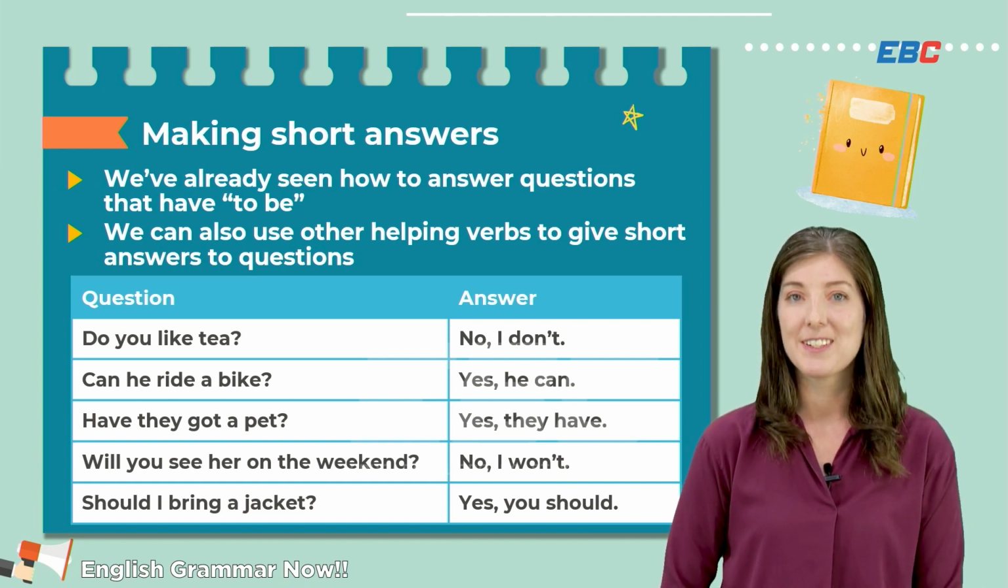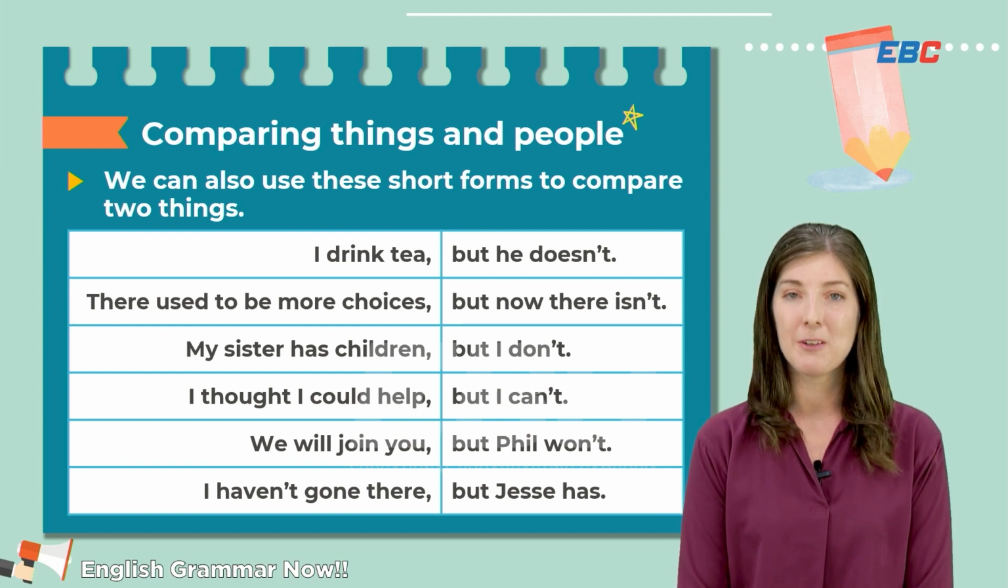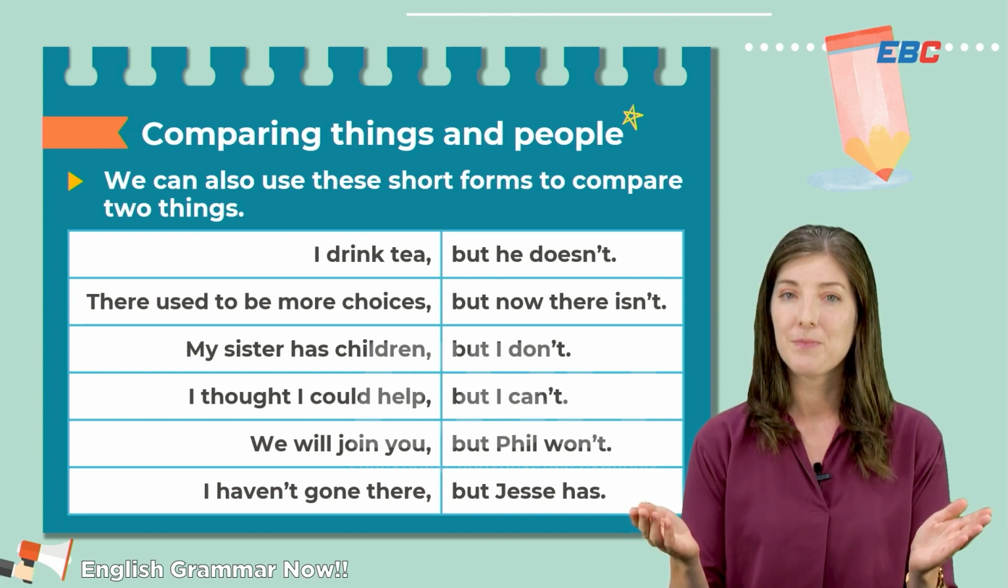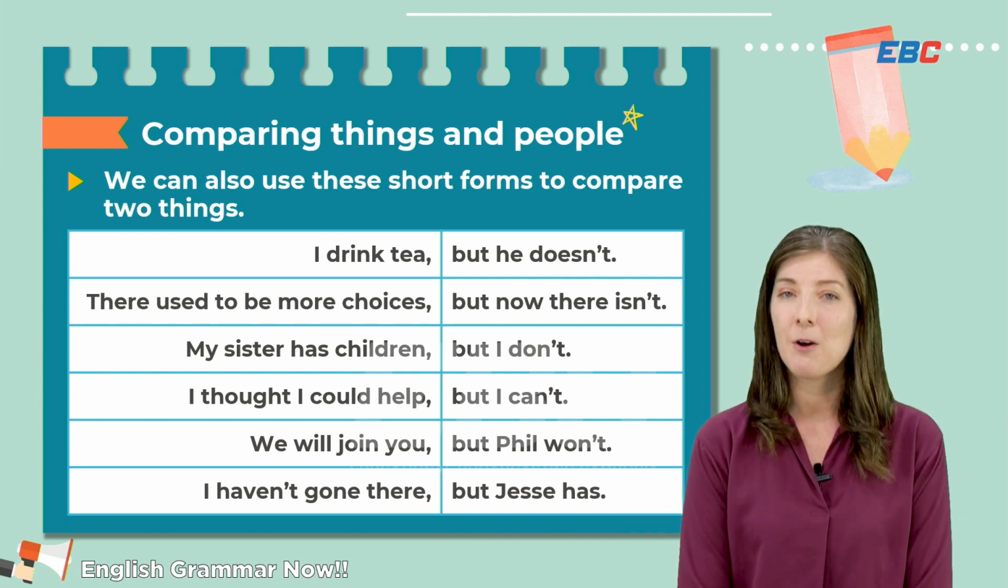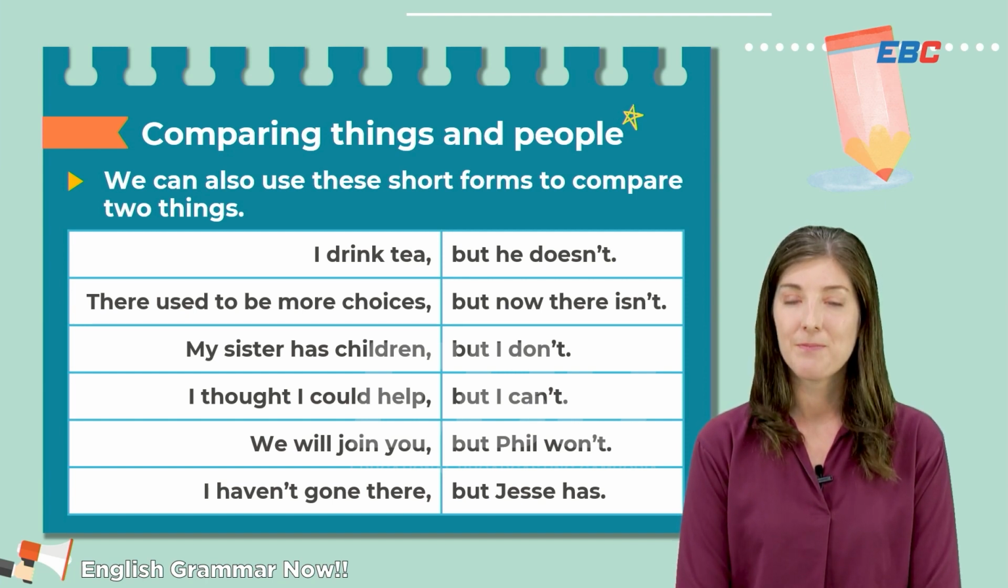Another way that we can use helping verbs is to compare two things or two people. Here's some examples of how we might do it. I drink tea, but he doesn't.